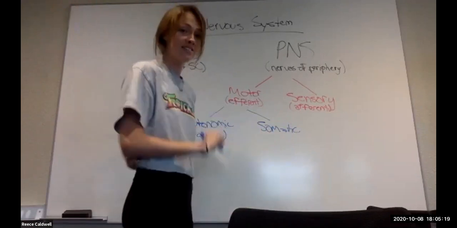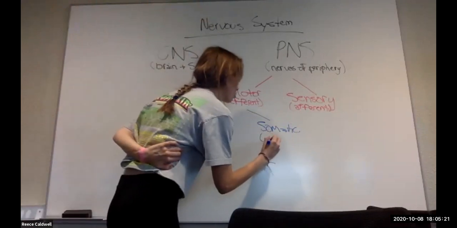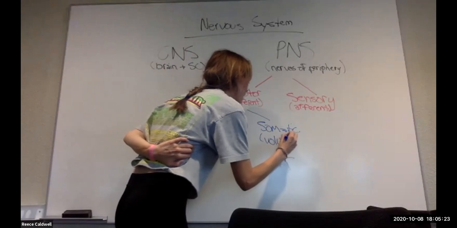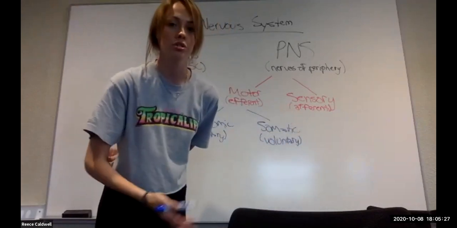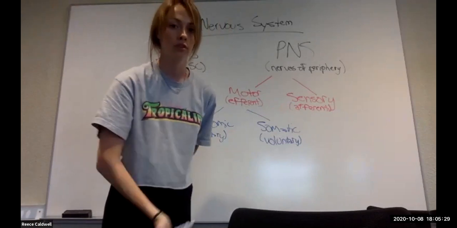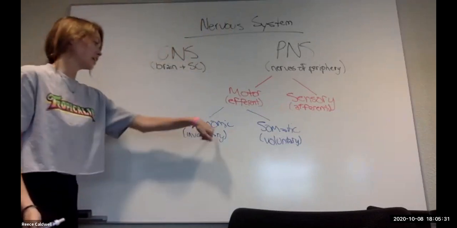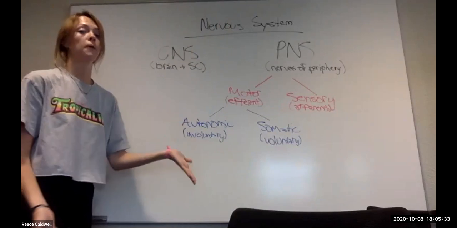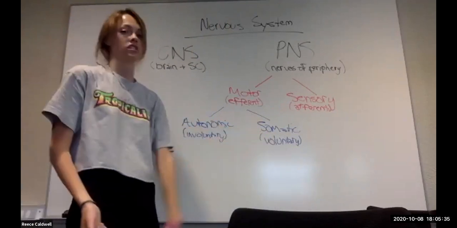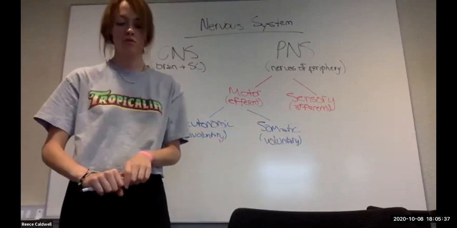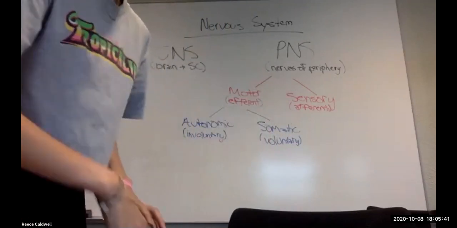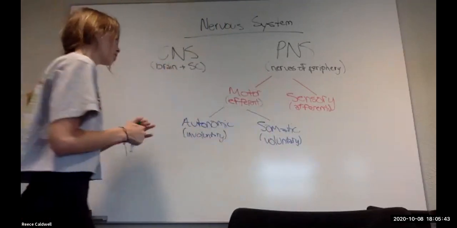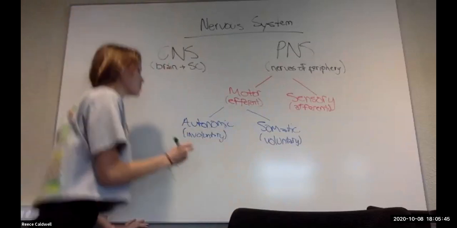Somatic, however, is voluntary. So this is looking at our skeletal muscles, what we have control over. So autonomic, involuntary, you can think autopilot. Somatic is voluntary, skeletal muscles. We have one more division to make, and that is of the autonomic nervous system, our involuntary nervous system.